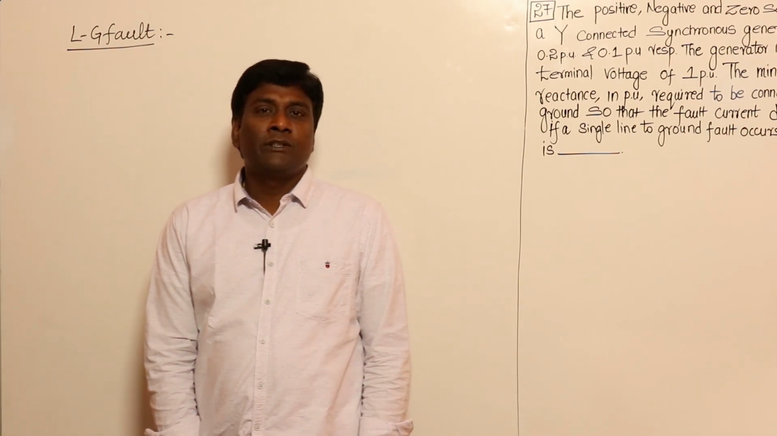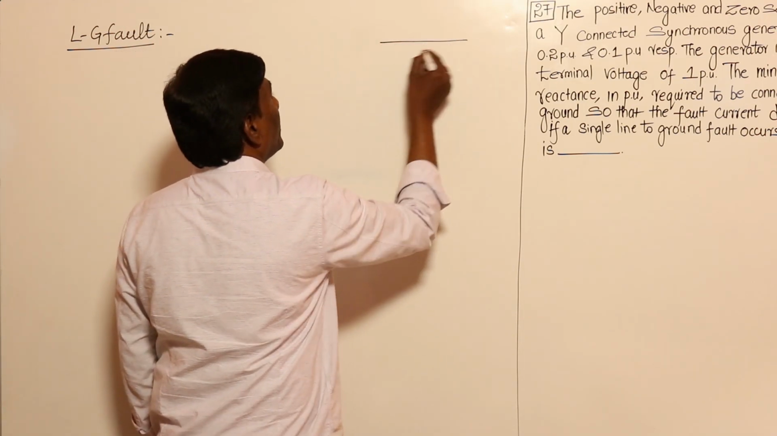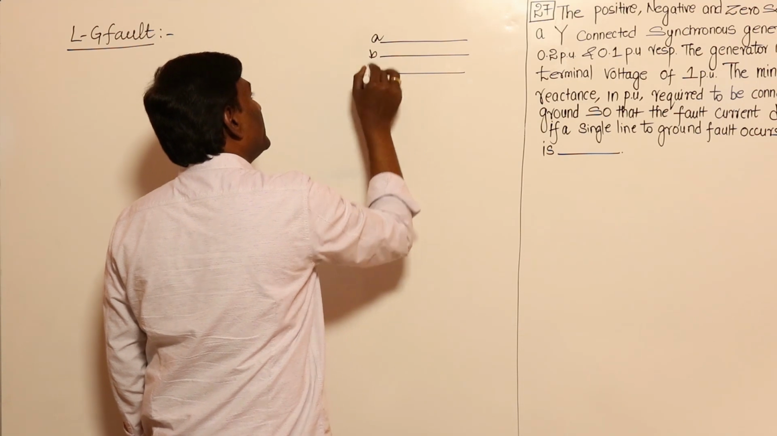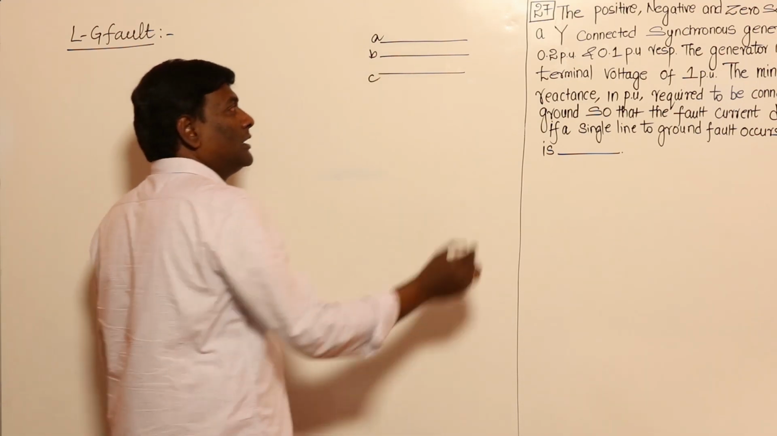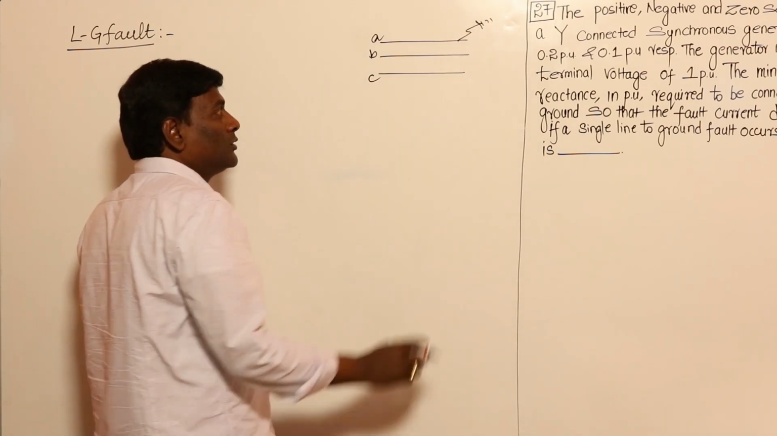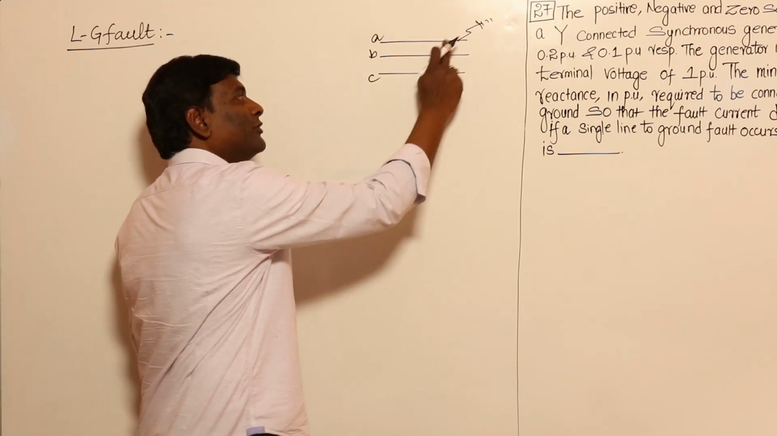Let us discuss the LG fault in this session. In an LG fault, for example, if I have three lines, phase A, phase B, phase C, and the fault occurred in phase A, then the remaining two lines are intact. So this is going to be one line fallen on the ground.